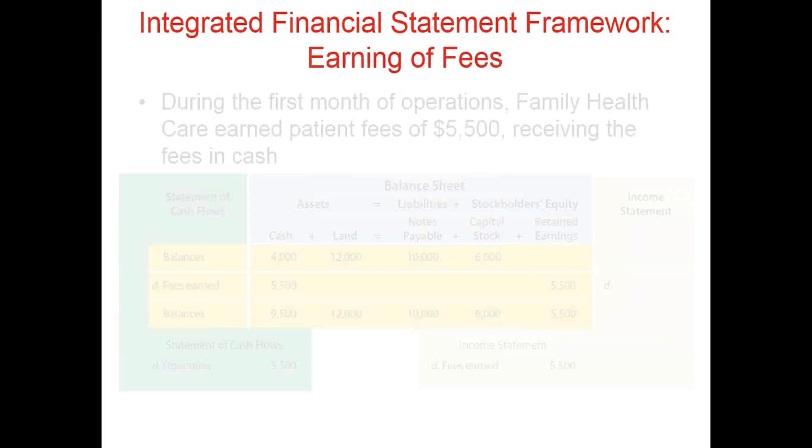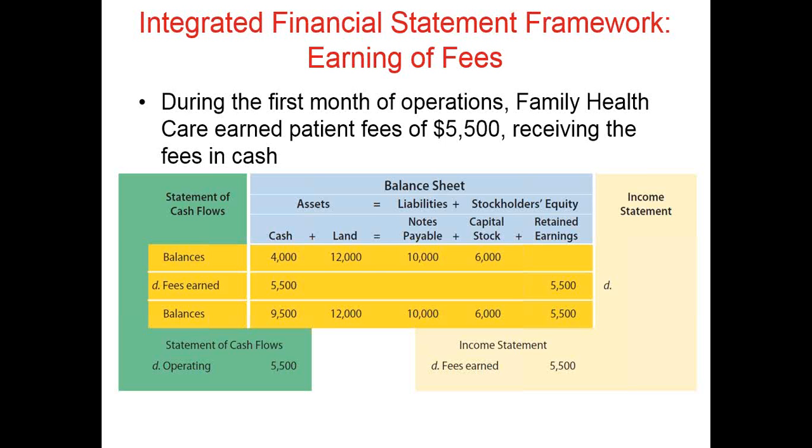Family Health Care earned fees of $5,500 and received cash in payment for all of their services. So we're going to increase our cash, which, as you know, involves also an entry on our statement of cash flows, and we're also going to increase our retained earnings. This is our first entry on our income statement because the $5,500 came from operations.